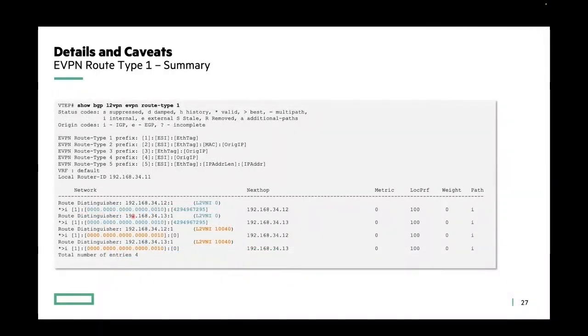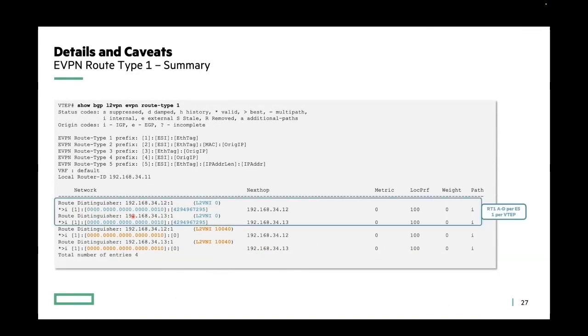Okay, so if we want to get just a quick summary of the EVPN RT1, here you have the BGP table, and the first two entries that we have in blue are the RT1 AD per ES. So we have one RT1 AD per ES, one per VTEP. Obviously, if a VTEP has multiple Ethernet segments, we would have multiple RT1 AD per ES for a single VTEP, but this is not the case here. So here we have two entries, one per VTEP.